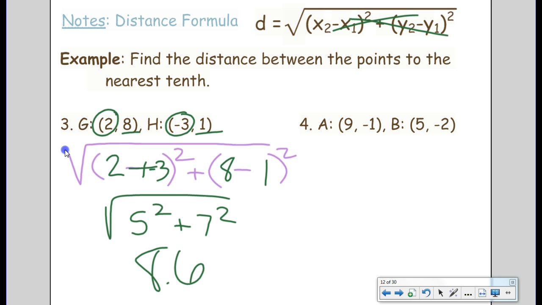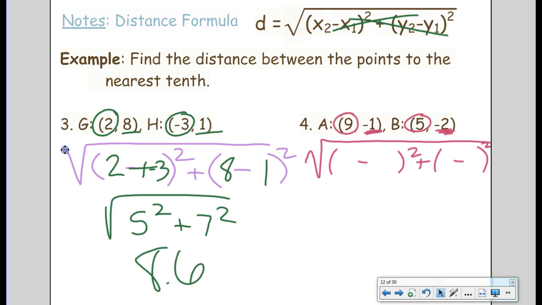Try the next one. Please always start with a skeleton. Draw a nice long square root, parenthesis, parenthesis, minus, minus, squared, squared, with a plus sign in the middle. Go ahead and try the next one. Don't forget to circle your X's and underline your Y's. So you put the circles together and the underlines together. Never put a circle with an underline. It's like putting a dog and cat that hate each other in the same cage and just having them go at it. Don't do that. Put the dogs together and the cats together.